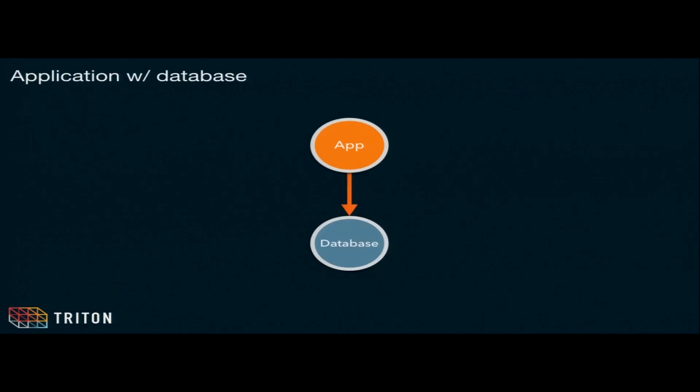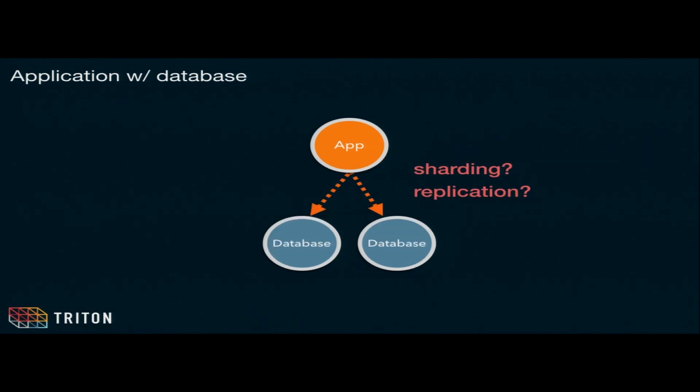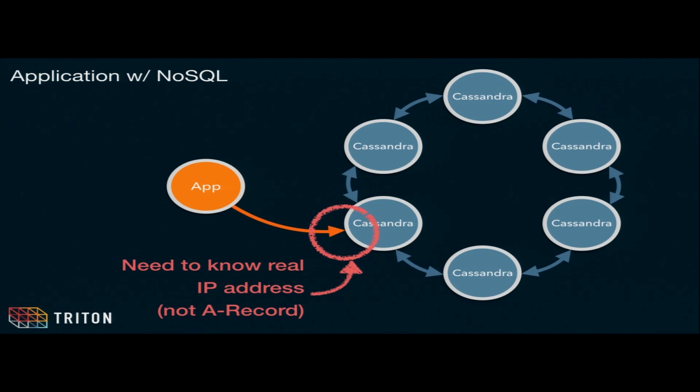My app. Now, like many apps, my app has a database. So the first question here is, how does this app find the database? Now, maybe we can just use DNS. But there might be some complications to that, right? If my database is sharded or replicated, DNS doesn't know about those application-level concerns. If I am using a NoSQL database, like Cassandra or Riak or Couchbase or Voldemort, any of the Dynamo-based databases, the client knows what shard it's talking to, and so the client, the application, needs to know the real IP address of the thing it's talking to. I can't just call this cassandra.example.net and have it work.